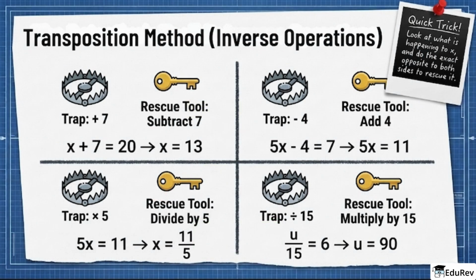Now let's move to the transposition method, also called inverse operations. The idea is very friendly. Whatever is happening to x, we do the opposite to both sides. If there is plus 7, we subtract 7. If there is minus 4, we add 4. If there is times 5, we divide by 5. If there is divided by 15, we multiply by 15. This is how we rescue the variable and bring it alone.